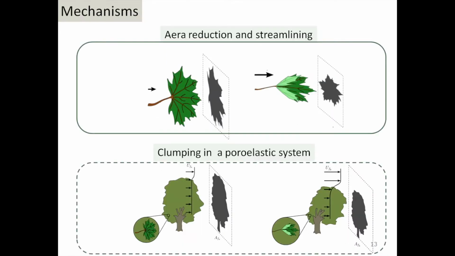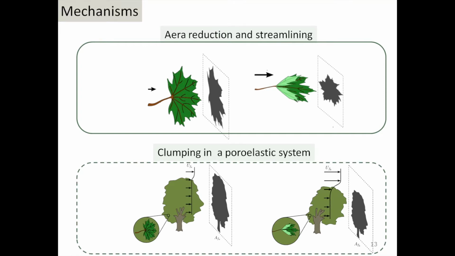So why do you have a change in the drag law? The first idea you would have is to say that as a leaf, for instance, deforms, you reduce the cross-flow area, certainly. And also, there is some streamlining of the structure. So this is certainly also going to contribute to the reduction in some kind of drag coefficient.